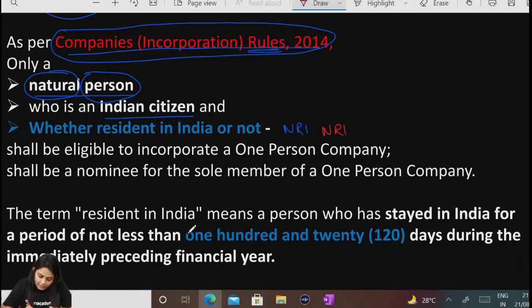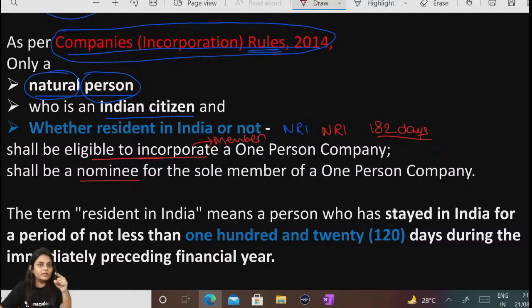Eligible to incorporate means can be a member or a nominee for an OPC. Now we will go into the concept of nominee, but before that, what is resident of India? This is the next amendment. Earlier, resident in India meant 182 days in the immediately preceding financial year.